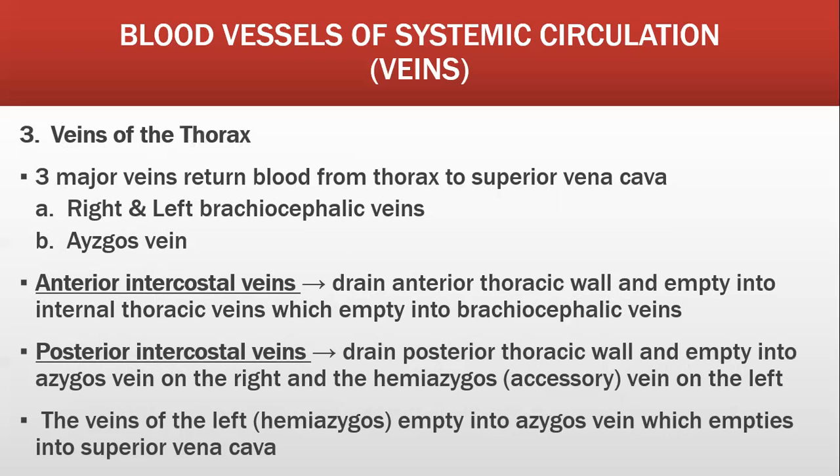For the azygos system, there are two types of intercostal veins: the anterior intercostal veins and the posterior intercostal veins. The anterior drain the anterior thoracic wall and empty into the internal thoracic veins, which empty into the brachiocephalic vein, while the posterior drain the posterior thoracic wall and empty into the azygos vein on the right and the hemiazygos vein on the left. The hemiazygos vein empties into the azygos vein, which empties into the superior vena cava.